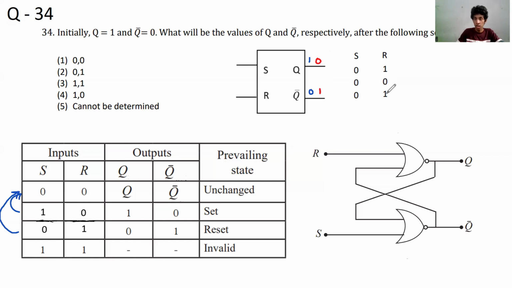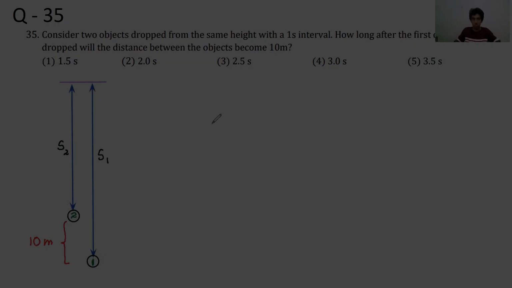And again, the reset button is pressed. So therefore, as Q is now 0, it will remain at 0 and Q bar will remain at 1. So the new values of Q and Q bar will be 0 and 1 respectively. So the correct answer is the second one.